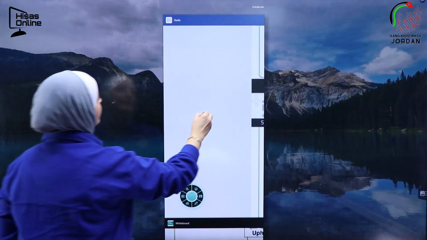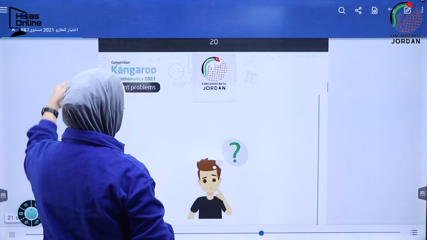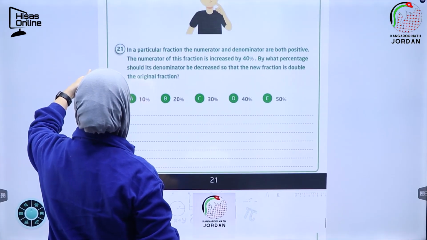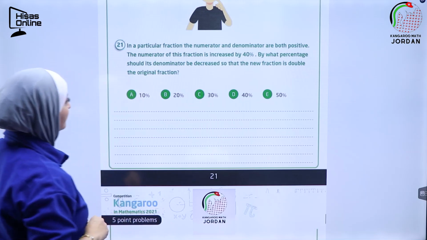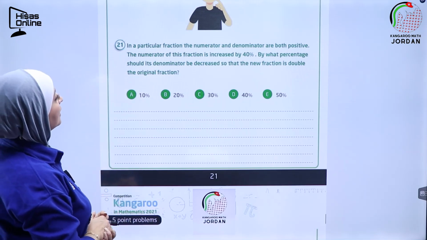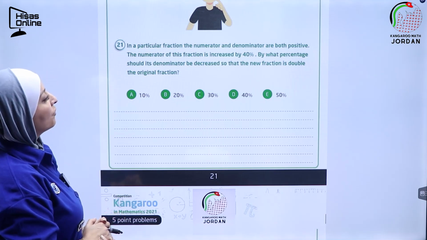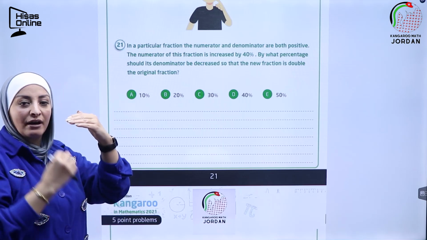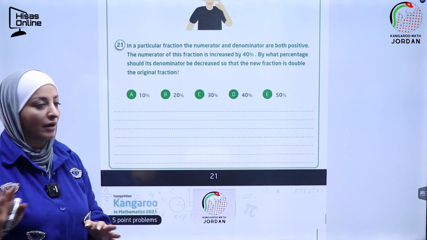Let's go back to the exam and see question 21. In a particular fraction, the numerator and denominator are both positive. So this is a very important piece of information to keep in mind. My numerator and denominator are both positive.